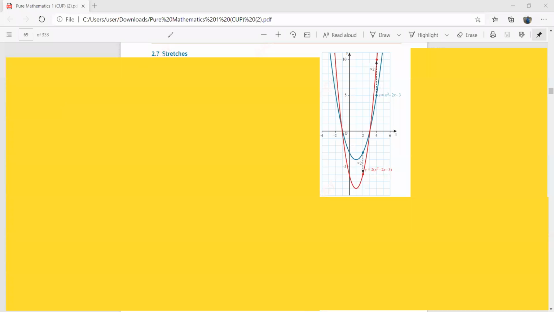Okay, so when we talk about stretch, the first term that you should know is the invariant line. If you want to know what you mean by the invariant line, then you must relate it with the center of enlargement.